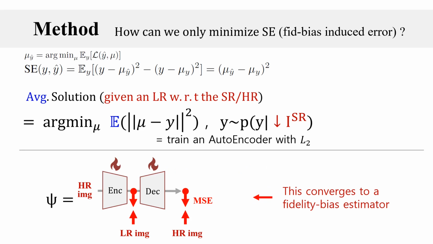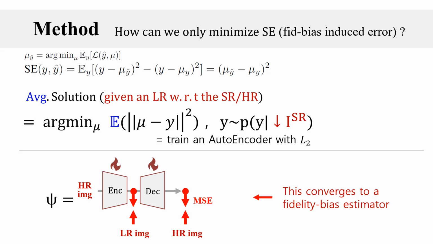Here, when you recap the definitions, each element in the definition of SE corresponds to the expectation of the higher resolution image given the lower resolution image, and the average of our solution likewise, where the support of the distribution, each y and y hat, is a distribution conditioned by the downsampled version of each.